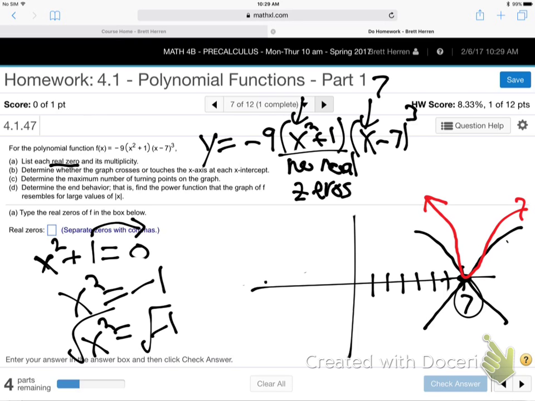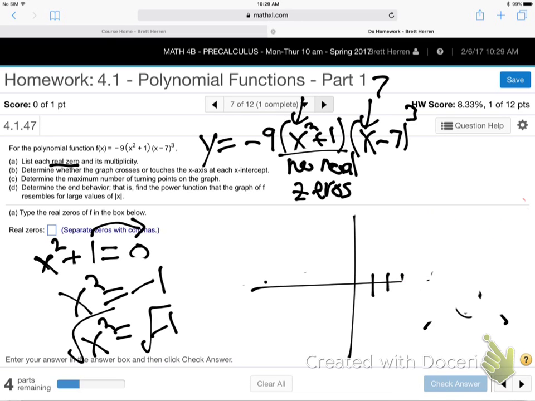Can't it bounce sometimes? It can. It can bounce. How do you know? How do you know whether a graph is going to pass through or it's going to bounce? Anybody know? Yeah, Robert. How do you know all this stuff already? Yeah, it's the degree of the exponent.